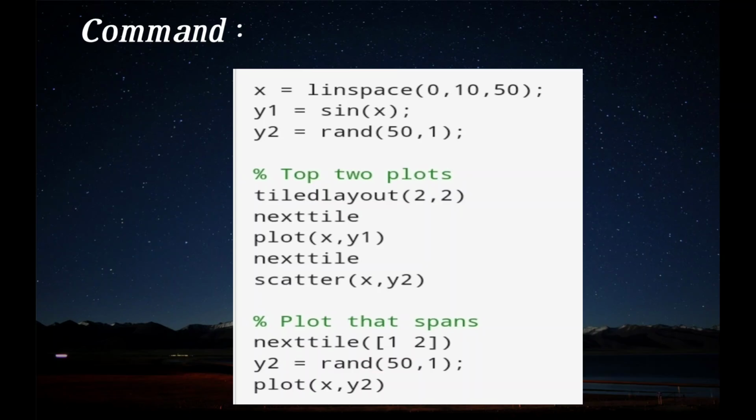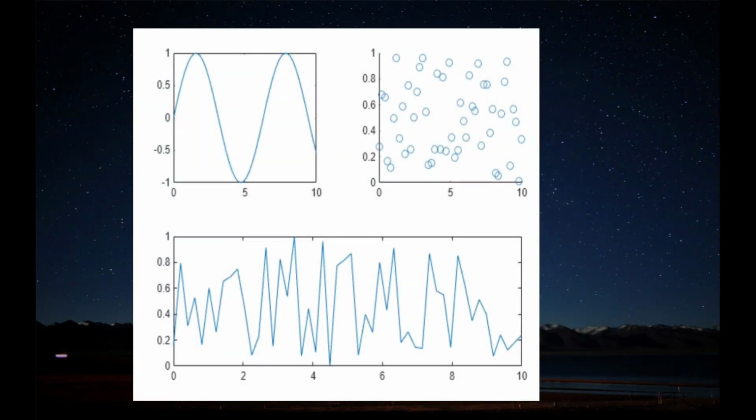Command: x = linspace(0,10,50); y1 = sin(x); y2 = rand(1,51); % top two plots; tiledlayout(2,2); nexttile; plot(x,y1); nexttile; scatter(x,y2); % then plot that spans; nexttile([1 2]); y2 = rand(50,1); plot(x,y2). Here shows the result.